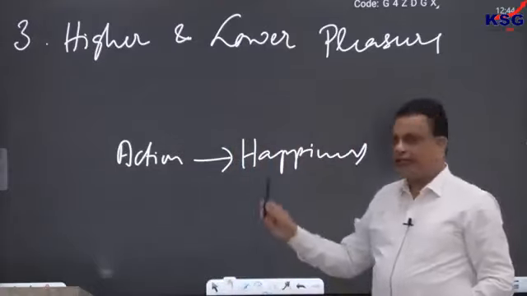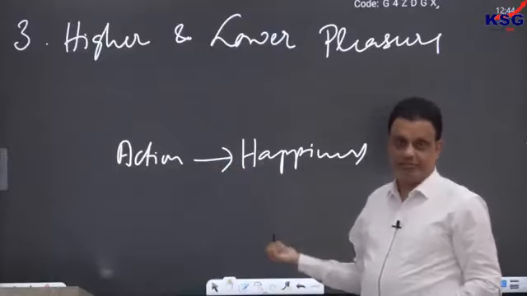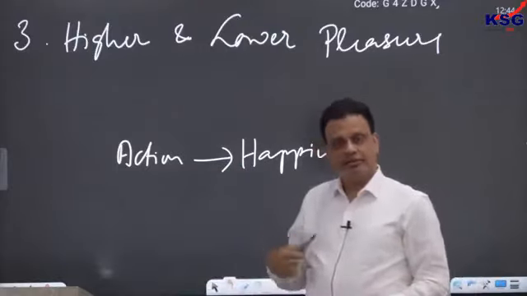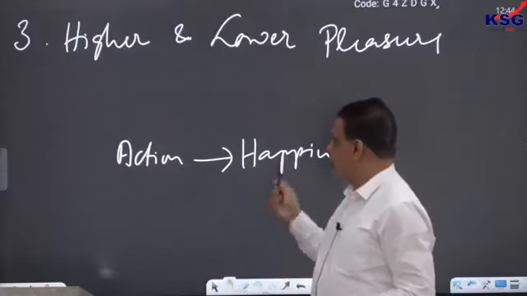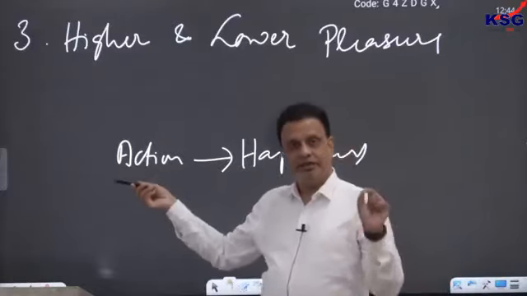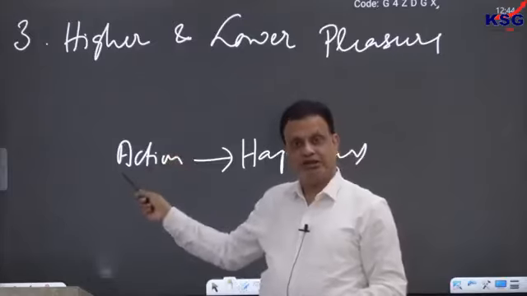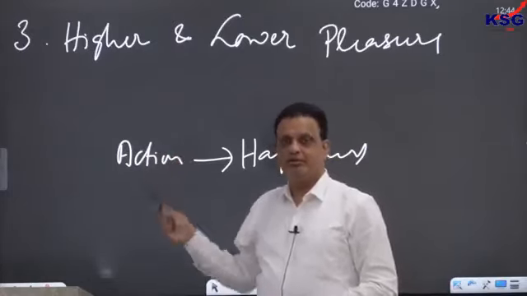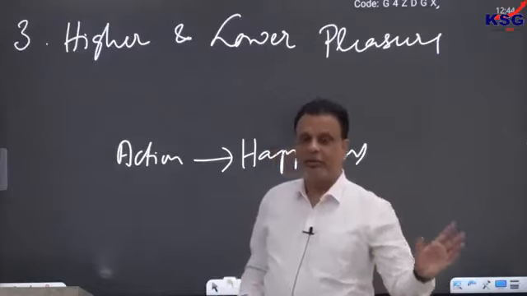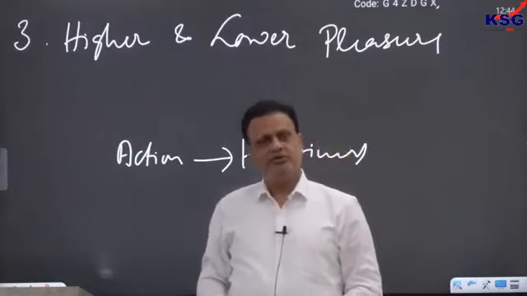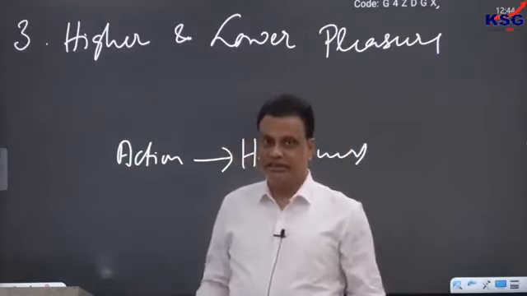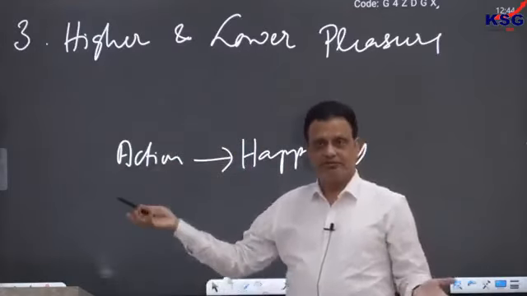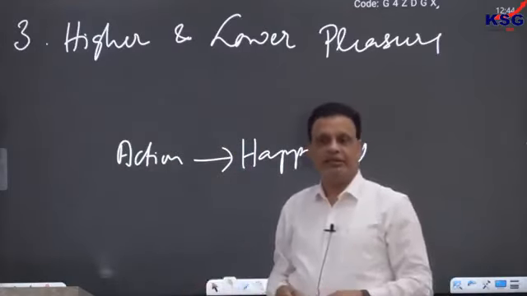Now, different people do different things to get happiness. Suppose, for example, I may get more happiness in reading a book of philosophy. My daughter may get more happiness in watching a cartoon. Some people may get more happiness in going to Mount Everest. Some people may get happiness in riding a bike at a dangerously high speed. Some people may get happiness in playing cricket or singing a song, whatever. So different people get happiness in different things.